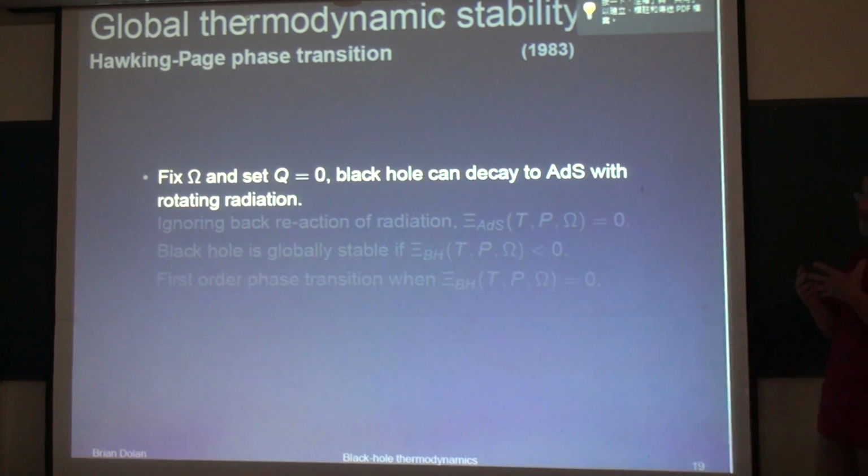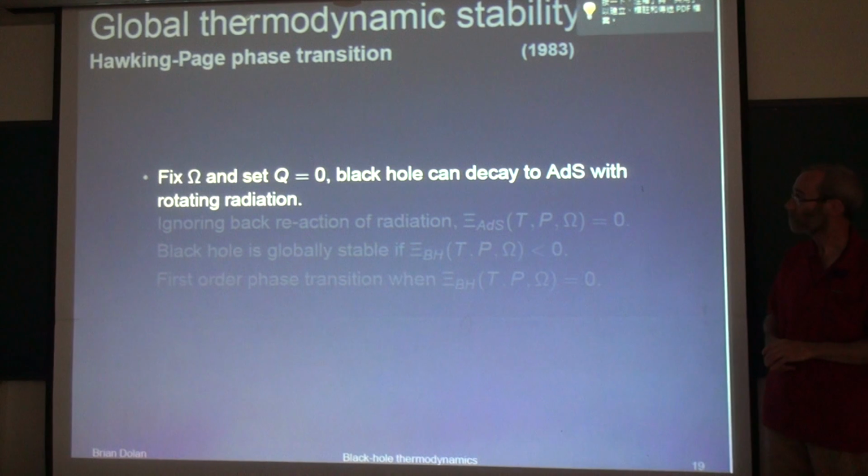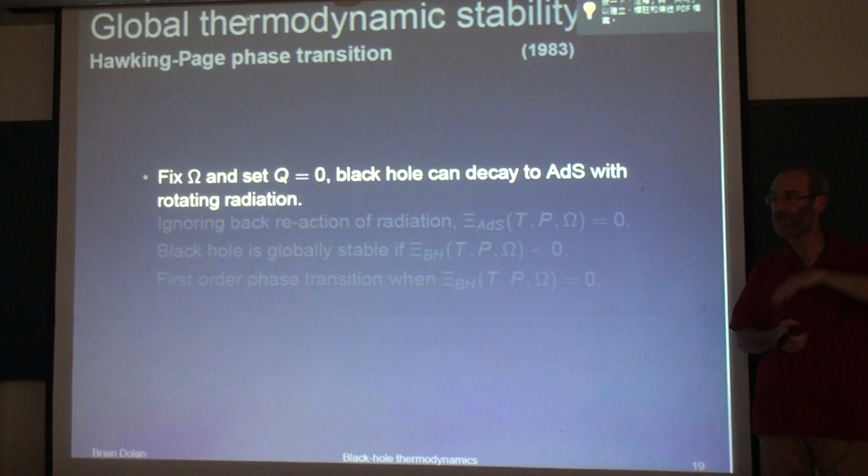If you take a black hole in asymptotically anti-de Sitter space at a given temperature, you can use the Hawking temperature to work out the temperature of the black hole, and just compare that to empty anti-de Sitter space, but with thermal radiation in it. If the free energy of the black hole is less than the free energy of empty space, the black hole will be stable. But if the free energy of the black hole is greater than the free energy of empty space, the black hole will be unstable.